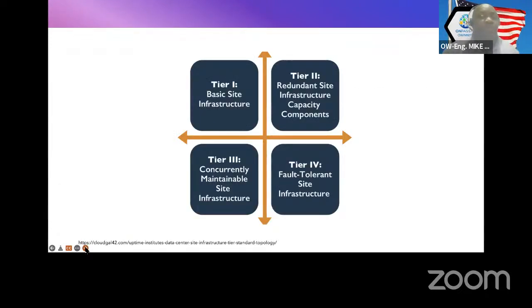Now, we have 4 different kinds of data centers. We have Type 1, Type 2, Type 3, and Type 4. Type 1 is just a basic site infrastructure, like a big building, okay? Now we have Type 2, which is the redundant site infrastructure capacity components, which means that it has some kind of redundancy.